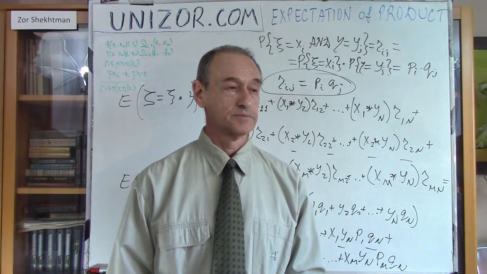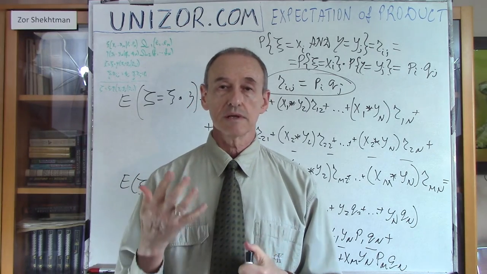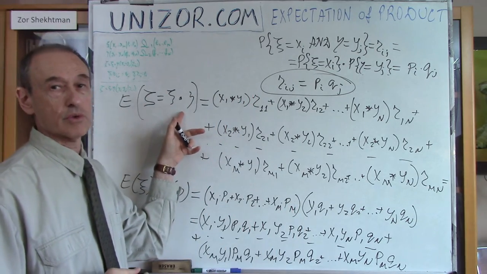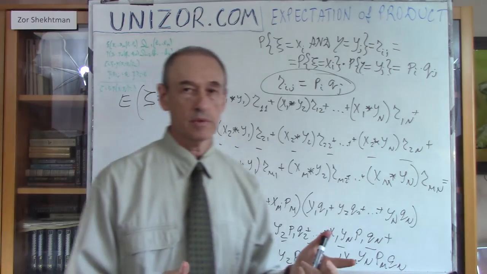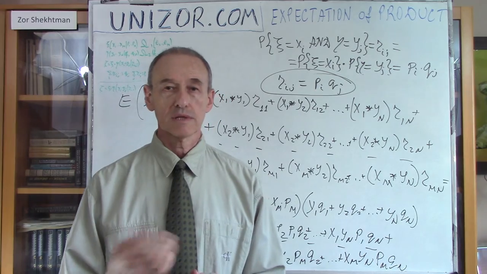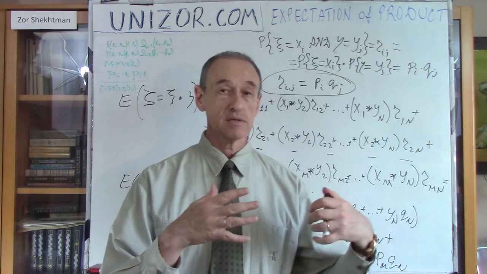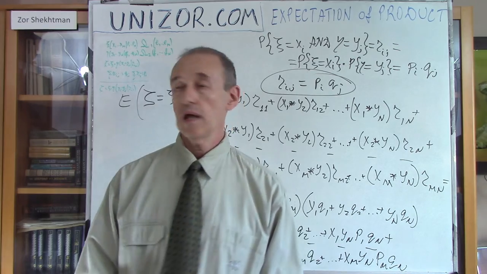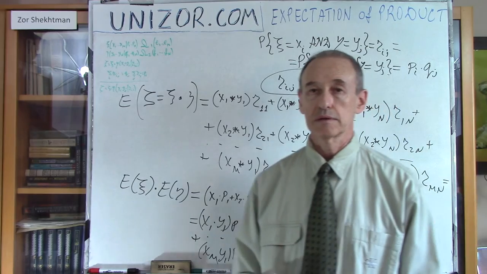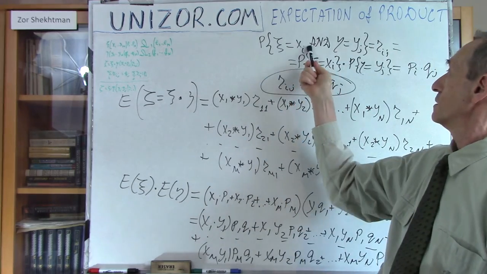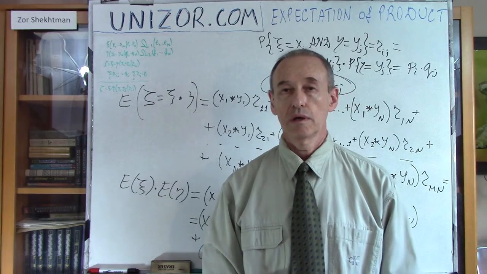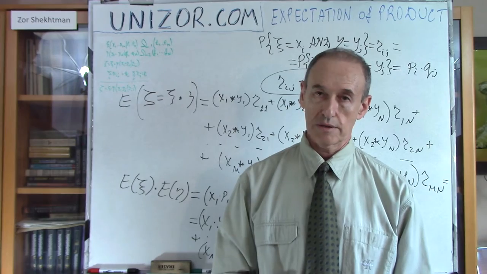So you see there is a significant difference between the sum and the product of two random variables. In the case of a sum, we have this unconditionally, that the expectation of the sum is equal to the sum of expectations. In the case of a product of two random variables, we have this only in case the variables are independent from each other, which means their combined probability is equal to the product of their individual probabilities.